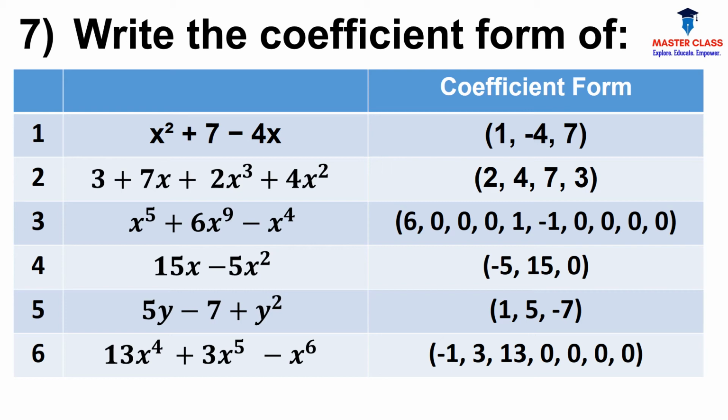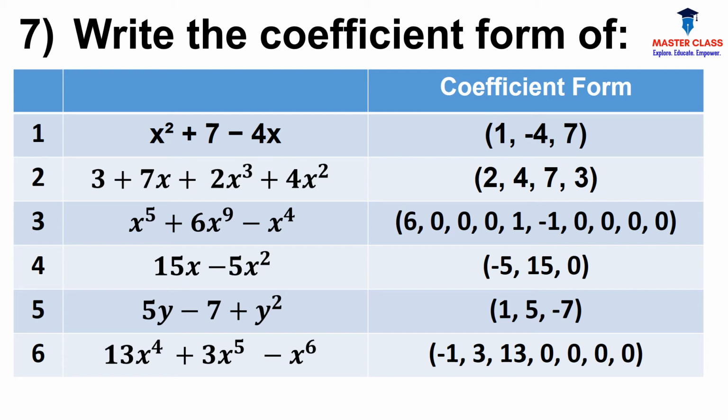The polynomial x raised to 5 plus 6x raised to 9 minus x raised to 4 must be rewritten as 6, 0, 0, 1, minus 1, 0, 0, 0, 0. It is now in the coefficient form. The polynomial 15x minus 5x square must be written as minus 5, 15, 0 to make it in coefficient form. 5y minus 7 plus y squared must be written as 1, 5, minus 7 to make it in coefficient form.